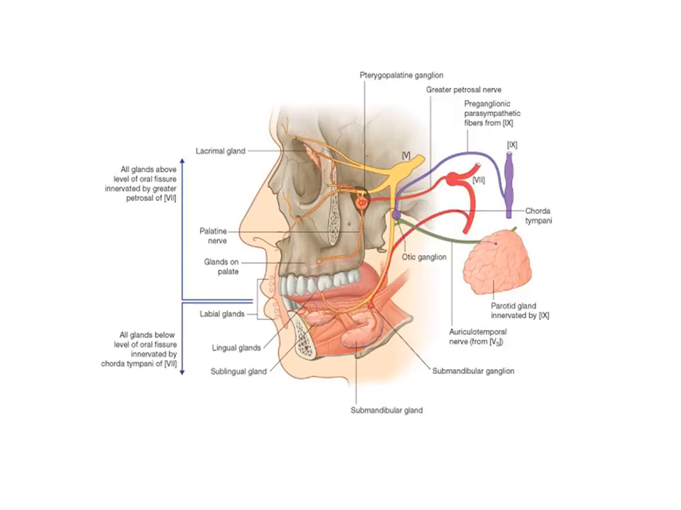Using this image, let me also point out that all the glands below the oral fissure are innervated by the chorda tympani nerve, whereas those glands above the oral fissure are innervated by the greater petrosal nerve, which is also a branch of cranial nerve number 7, the facial nerve.